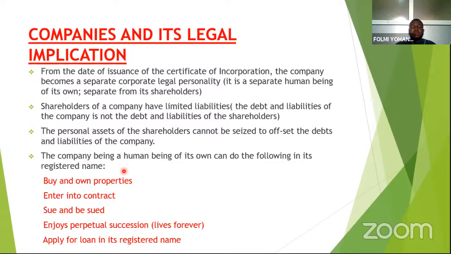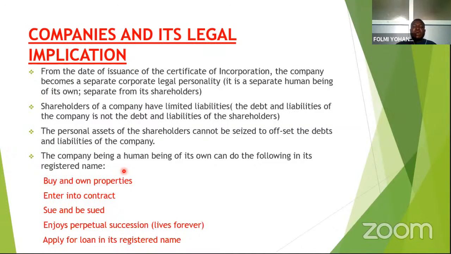When I say it enjoys perpetual succession, it means that the company can live forever. For example, First Bank. If you check the logo of First Bank, you will see it's created since 1894. Are you telling me that the initial shareholders, the first subscribers, the directors that began First Bank are still alive? No, because First Bank is an artificial person of its own.